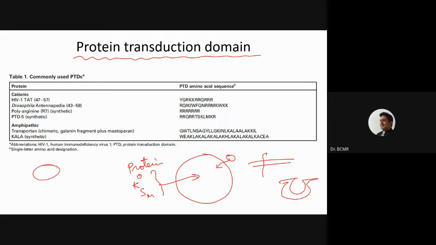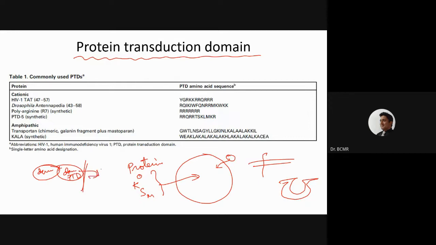So usually when you say domain, a protein may be together a continuous single polypeptide. This could be a domain, and this could be a domain. The domain that we are talking about here, protein transduction domain, is responsible for the entry of the whole protein into the cell.